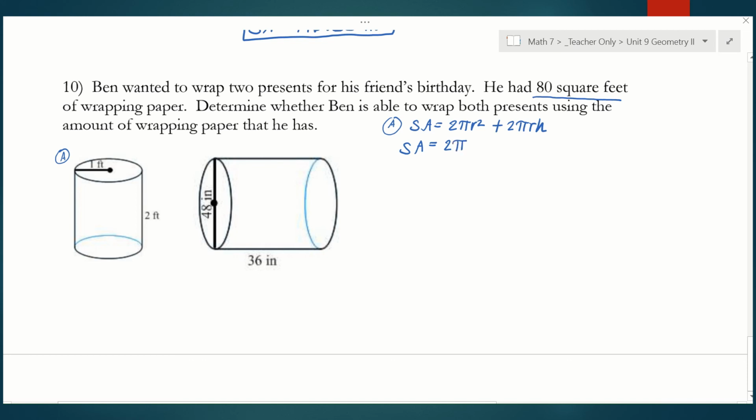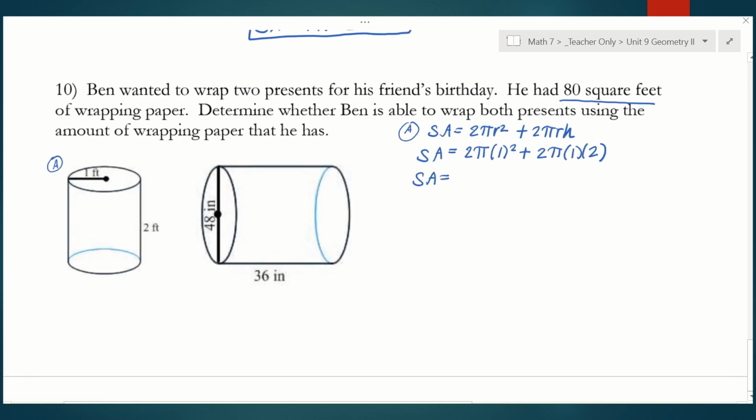The radius of that first cylinder is 1, so 2 times pi times 1 squared plus 2 times pi times 1 again for the radius and times 2 for the height. All right, so let's go ahead and type this in our calculator again using your pi key. And why don't we round it to the nearest hundredth? So when I go ahead and type all that in, I'm going to get 18.85 feet squared, if I round it to the nearest hundredth. Okay, so that's the first one.